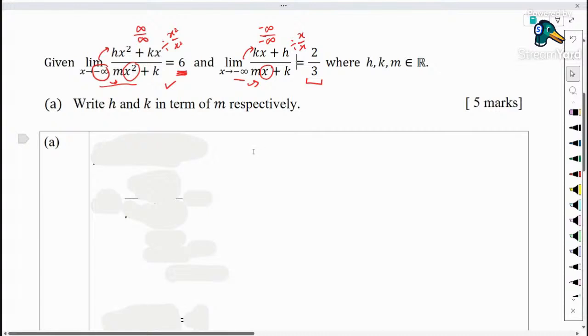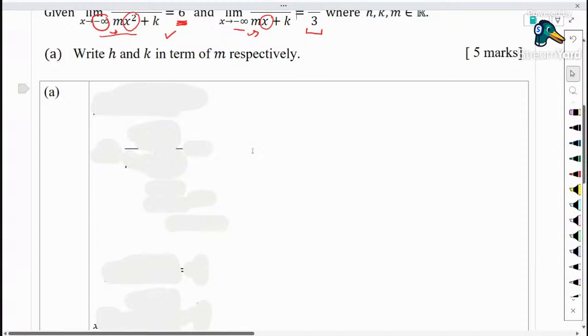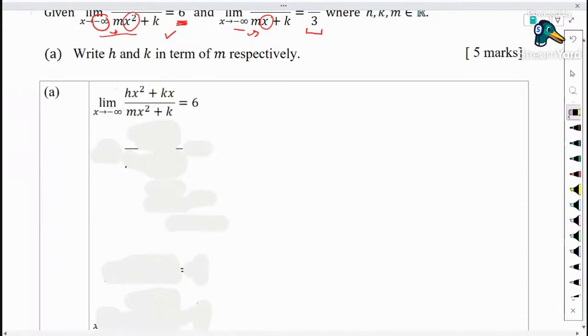So now let us go on with our solutions, where I start with the limit as x approaches negative infinity of (hx squared plus kx) over (mx squared plus k) equals 6. As we said just now, we would like to consider dividing by x squared top and bottom on this term. We don't have to write the division down like this one in red here, but you just need to show the appropriate result.